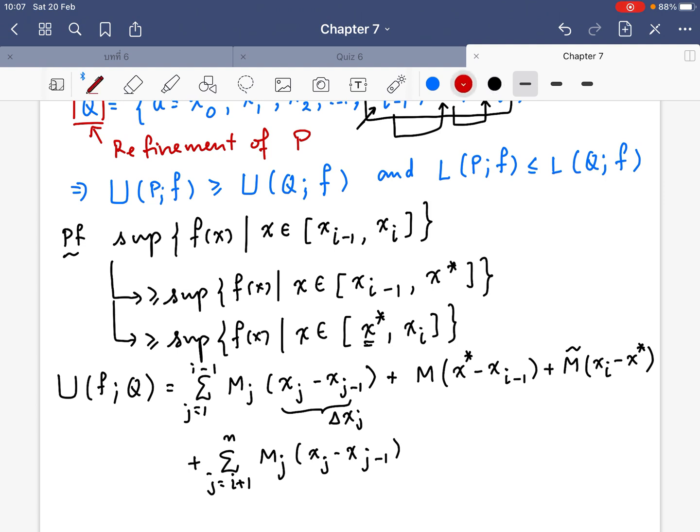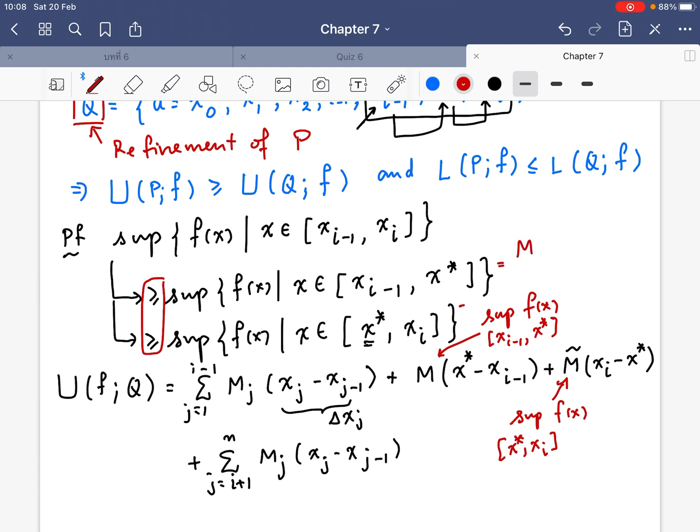Okay, so what is this m? This m is the supremum of your f of x over the closed interval from x_{i-1} to x star, and your m tilde is also the supremum over the closed interval from x star to x_i. However, as we have this property over here, this one is actually your capital M, and this one is actually your capital M tilde.